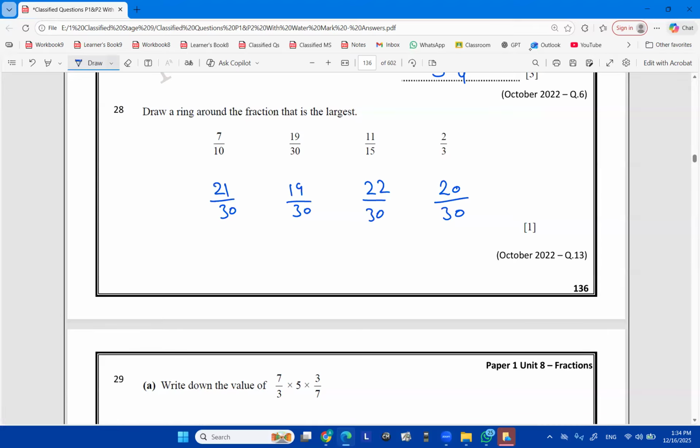Now, they want you to draw a ring around the fraction that is the largest. I'm sorry, that's not ordering, that's the largest. The largest one of them all is 22 over 30, which is 11 over 15.